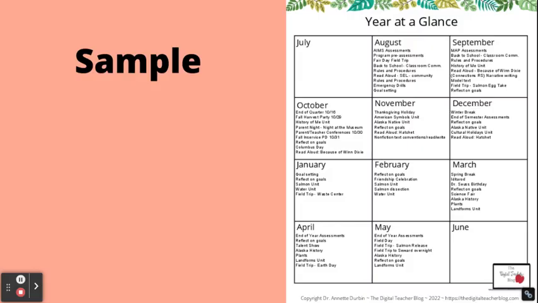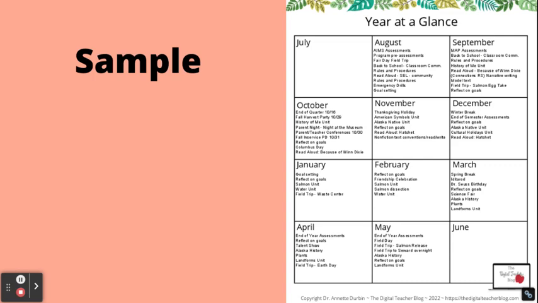So this here is a sample. Yesterday, your assignment was to take the year at a glance, to take a calendar, and to go in and fill in as much information as you can for this coming school year. You'll see here I started with August. That's when our students go back to school, and we do not have school in July or June, so I did not put anything there.